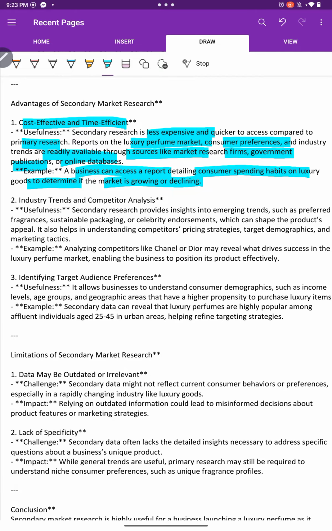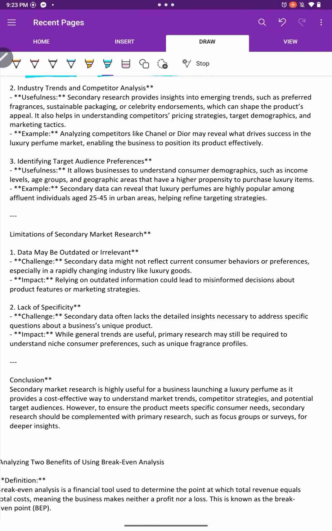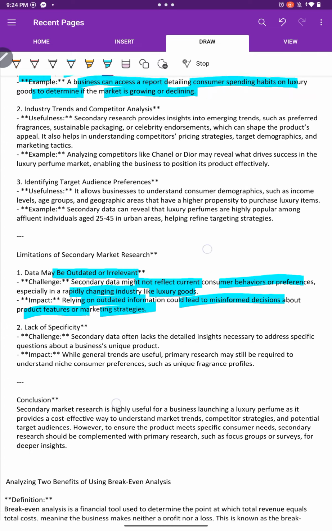However, data may be outdated or irrelevant. Secondary data might not reflect current customers' behaviors or preferences, especially in a rapidly changing industry like luxury goods. Relying on outdated information could lead to misinformed decisions about product features or marketing strategies.